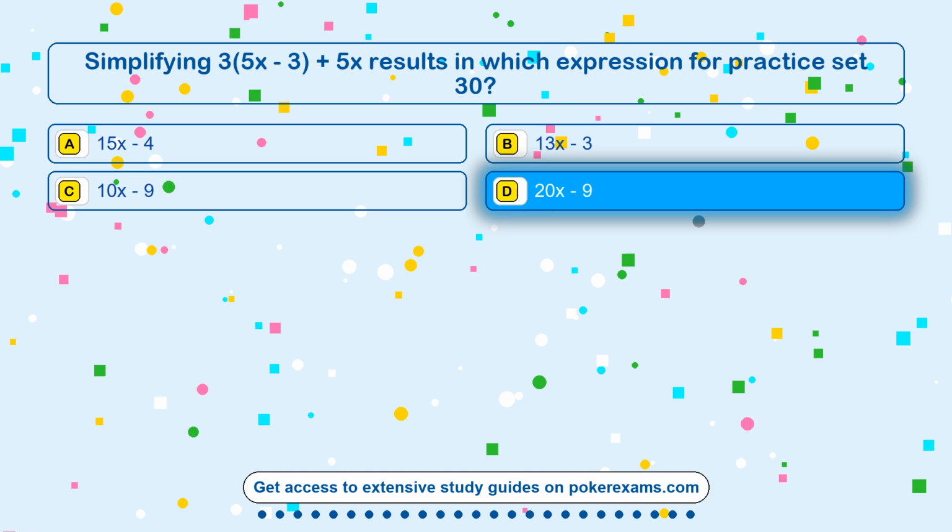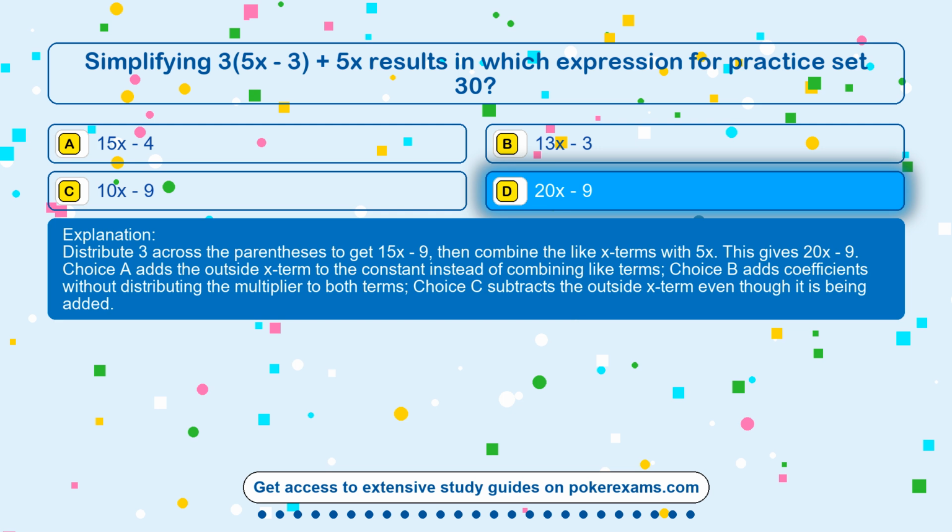The correct answer is option D, 20x minus 9. Distribute 3 across the parentheses to get 15x minus 9, then combine the like x terms with 5x. This gives 20x minus 9. Choice A adds the outside x term to the constant instead of combining like terms, choice B adds coefficients without distributing the multiplier to both terms, choice C subtracts the outside x term even though it is being added.